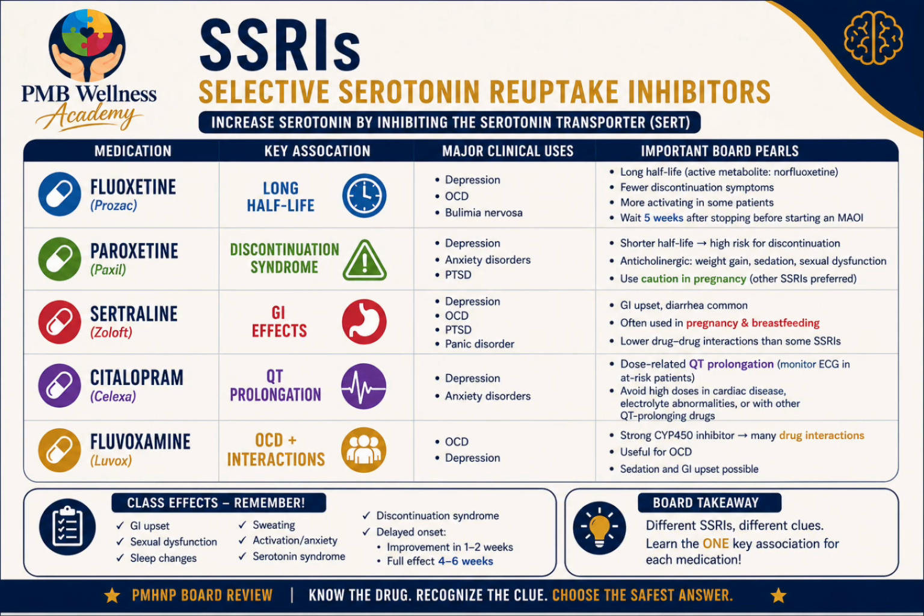So memorize this SSRI board map. Fluoxetine, longer half-life. Paroxetine, shorter half-life, discontinuation syndrome. Sertraline, GI. Citalopram, QT. Fluvoxamine, OCD, and interactions.